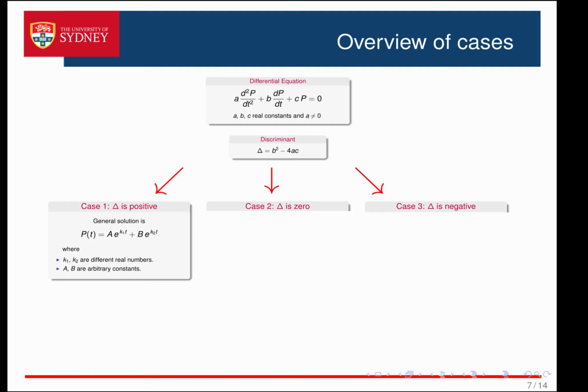If the discriminant is positive, this corresponds to case 1, and the general solution takes the form of the sum of 2 different exponential functions. This is sometimes referred to as the real exponential form. If the discriminant is 0, this corresponds to case 2. The general solution for case 2 looks very similar to case 1, but there are some important differences. For instance, there is an extra t in front of the exponentials. The solution in case 2 is sometimes referred to as the repeated roots form.